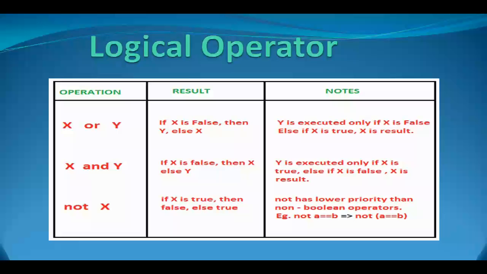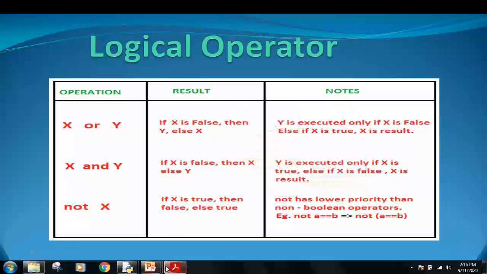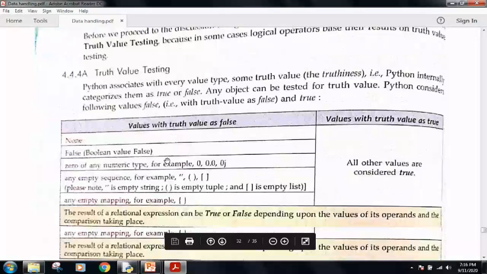But sometimes we have to combine two or more relational expressions, and then we have to give a final logical value or a Boolean value. So by using the logical operators, we can combine two or more relational expressions and get a final Boolean expression. These operators are and, or, and not. I will tell you how we can use all these operators one by one and what they mean. Let me first go to your book where these operators are explained.